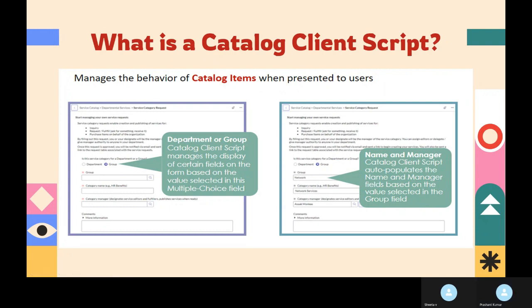This is just an example of a catalog client script, as mentioned here, and in a similar way they are populating the value using a catalog client script. Similarly, they are executing some scripts on the backend side as well. That's why these values are populated as soon as this group field radio button is marked.